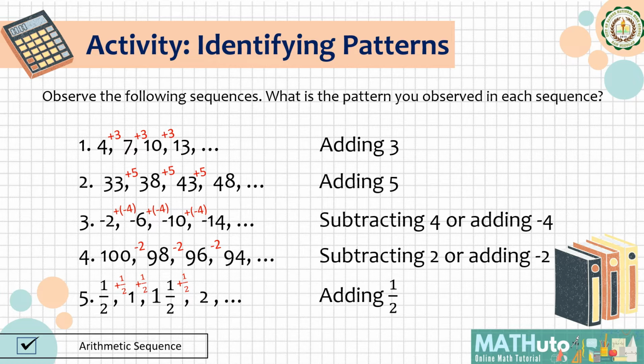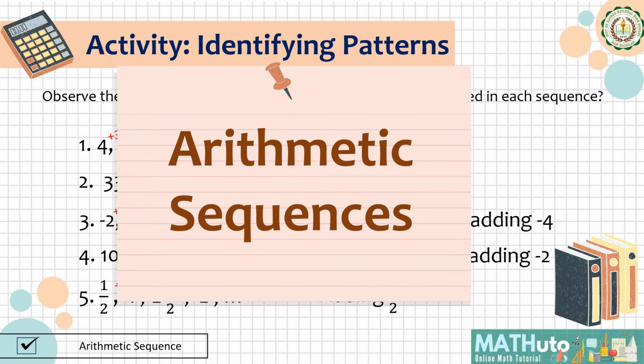Notice that to get the next term in each of the sequences above, a constant or a common number is added to the preceding term, or the number before it. The constant number being added is called the common difference. And all the sequences are called arithmetic sequences.